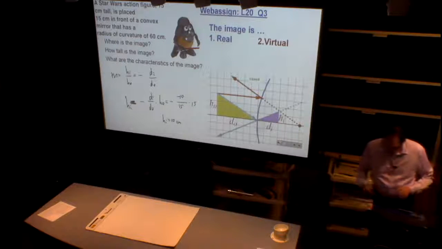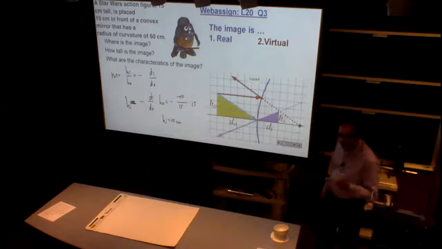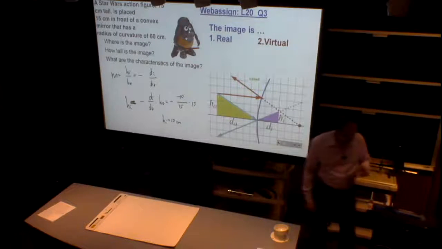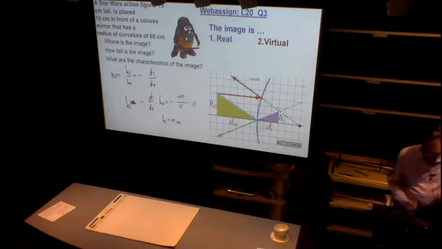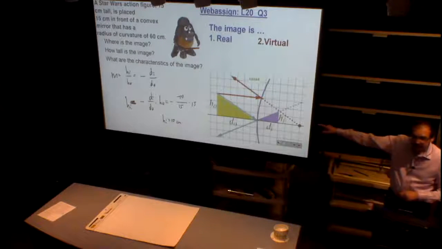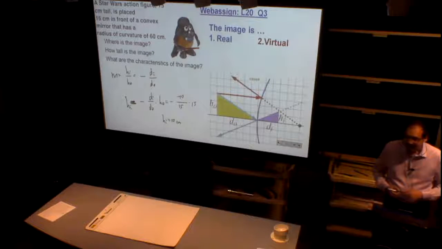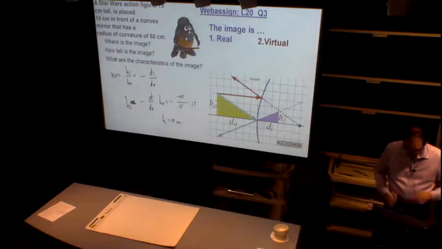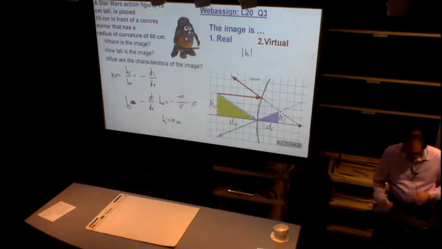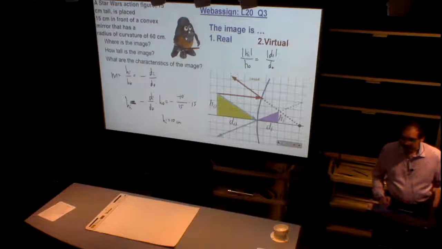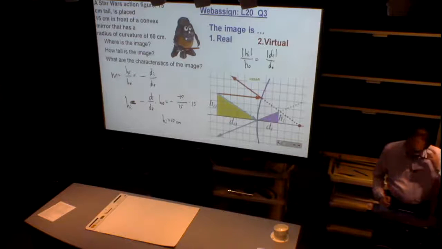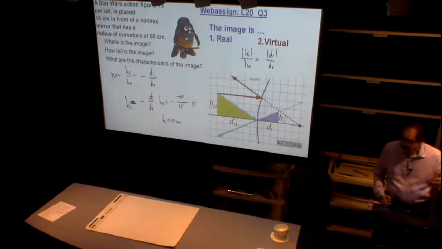Now, if you look at this picture, see triangles? Use them. And keep in mind that triangles relate sides. Each side has a positive length. So from triangles, the equation you can write is this. HO, DO, those variables are always positive because they're related to an object, a real thing. But HI and DI might be positive, might be negative, depending on the actual situation.